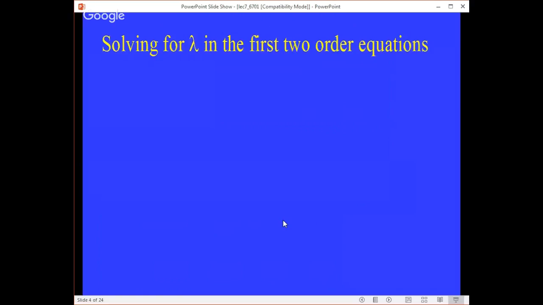You don't want one random variable in terms of another random variable. You want to get rid of the random variables. And our three random variables, K, L, and lambda, so we want those in terms of just our fixed variables. Okay.